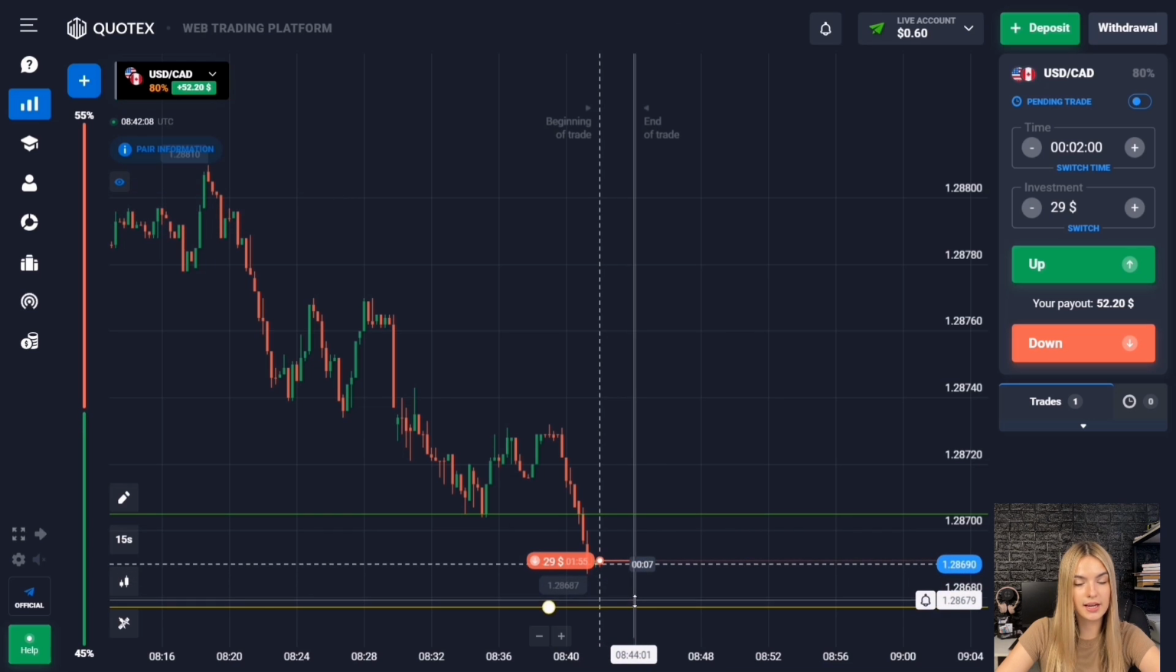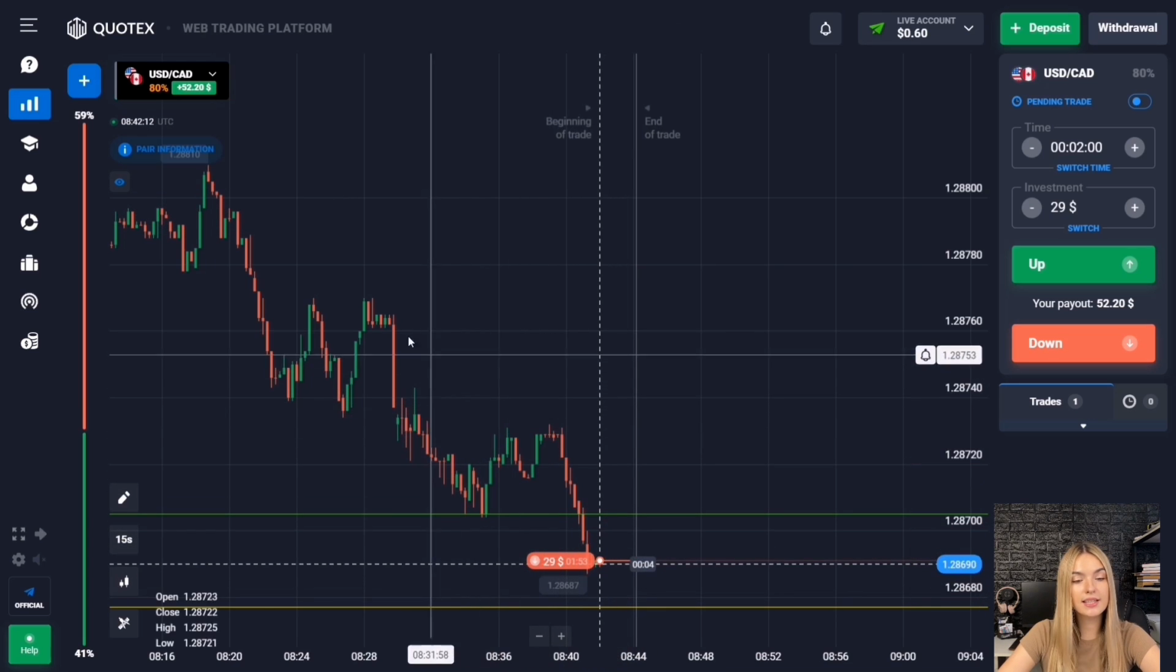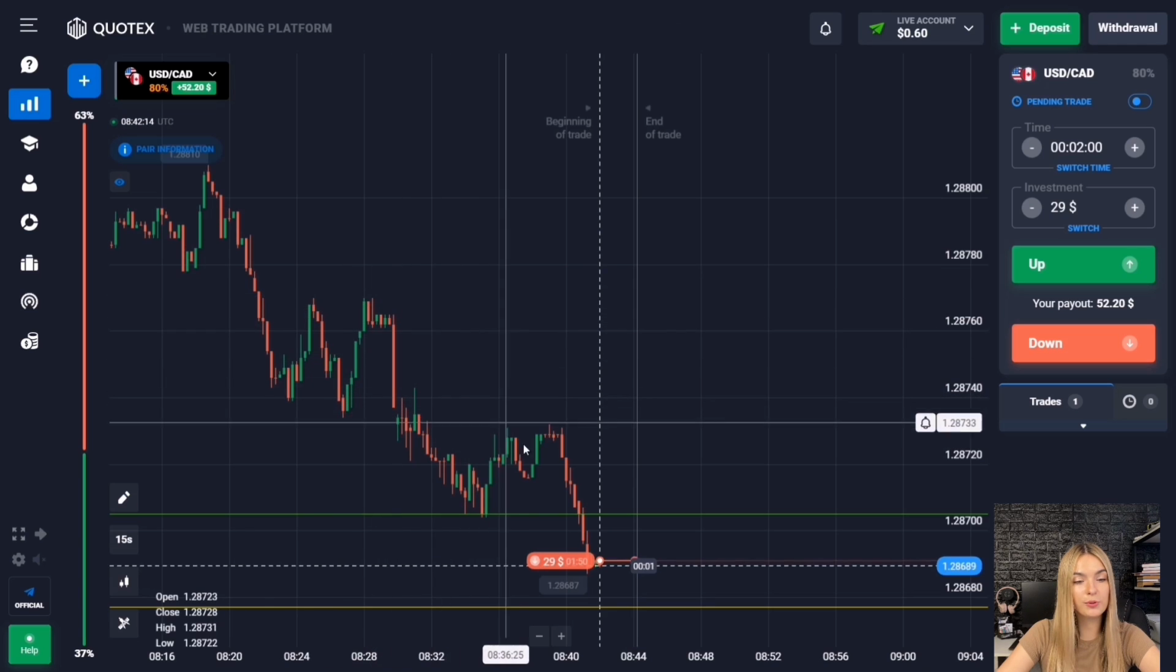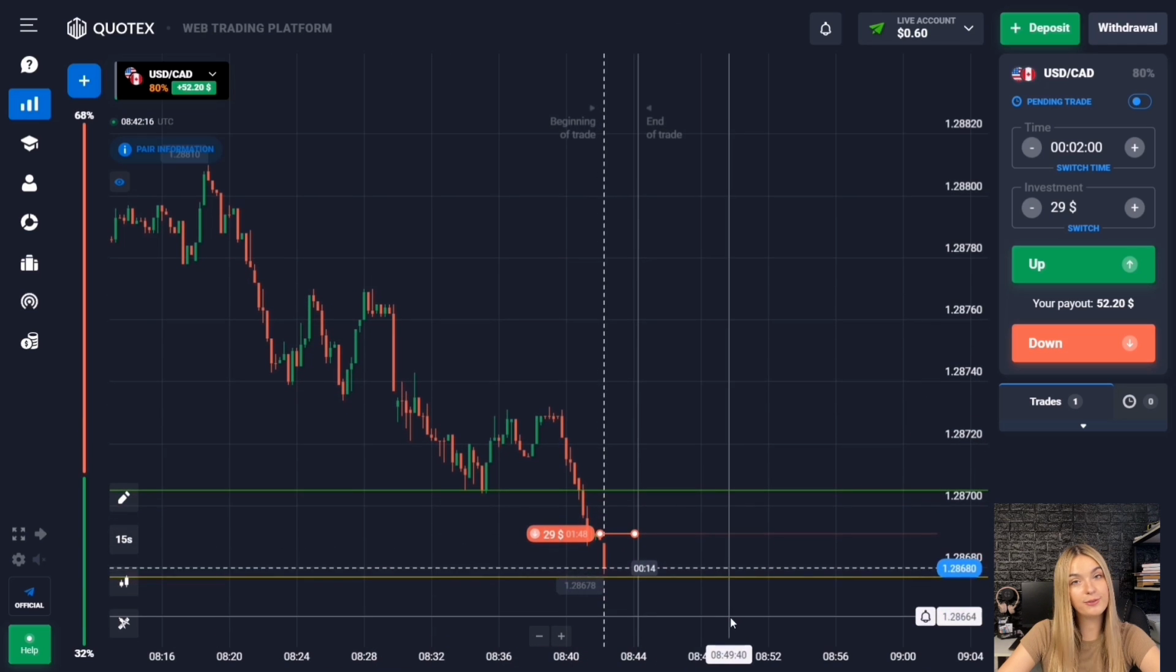After all, the main price highs are also getting lower. The price has excellent potential for a decrease. I think 2 minutes here will be quite enough. And so guys, let's wait for the end of our deal.